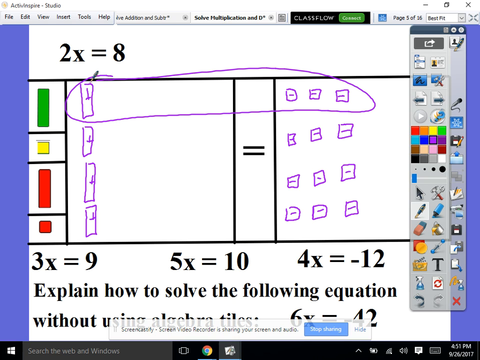So I want you to think about this question and be ready to discuss it tomorrow. Explain how to solve the following equation without using algebra tiles. And the equation is 6x equals 42.